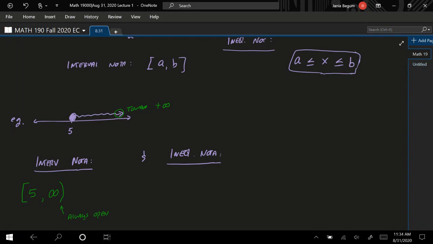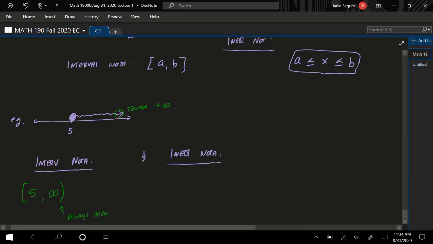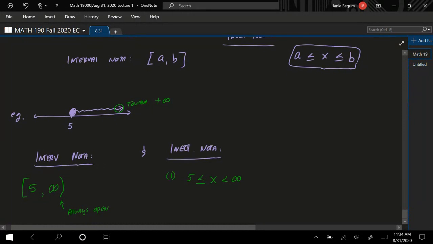Wouldn't it be 5 is less than or equal to x, which is less than infinity? Oh, that's good. That's one way to write it. There's another way to write it, a simpler way. Would it be 5 is less than or equal to positive infinity? No, you have to put x in there somewhere because x represents any number within the set.